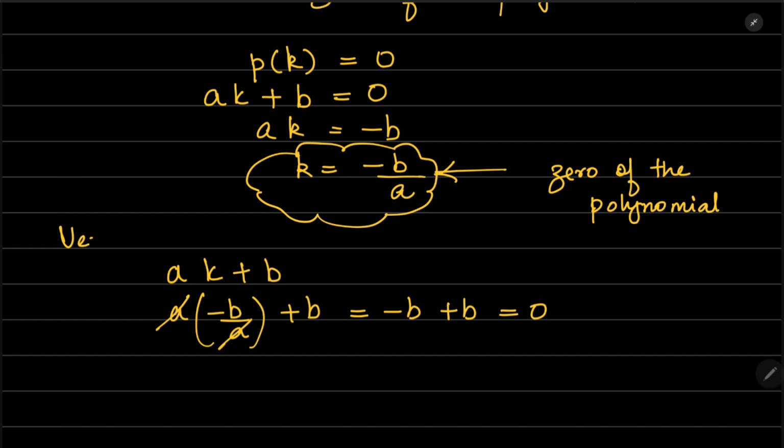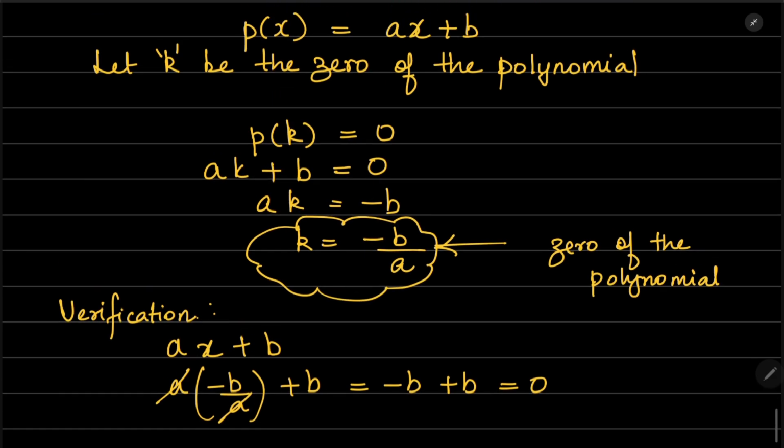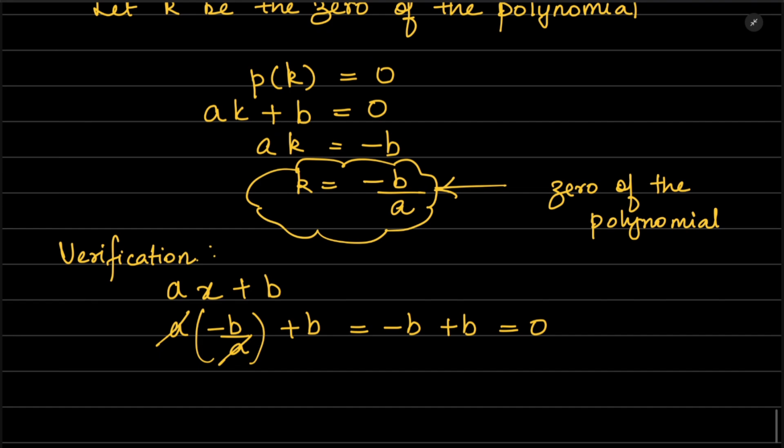This is just for your verification. The original polynomial is of the form p of x, right? So in place of x, you are just substituting minus b by a.